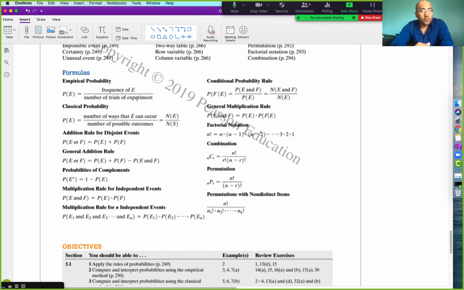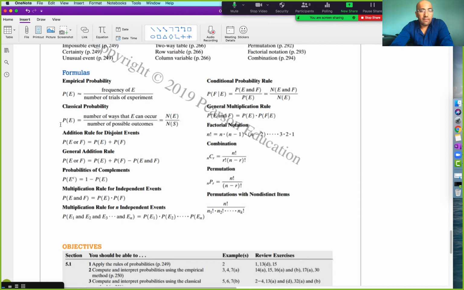So empirical, do a bunch of experiments, keep track of your results. That's how you can find the probabilities. Classical, know all the possible outcomes. All the possible outcomes must be equally likely of occurring. And then you can just count things, right? Remember the notation: this giant P represents the probability of, and this guy in here is the event. So make sure you remember that for our exam.